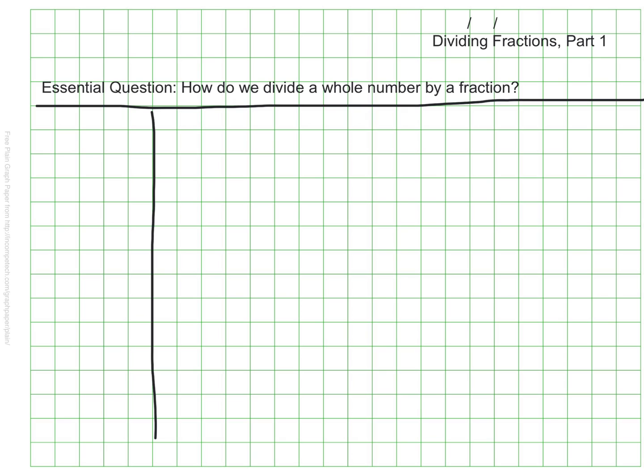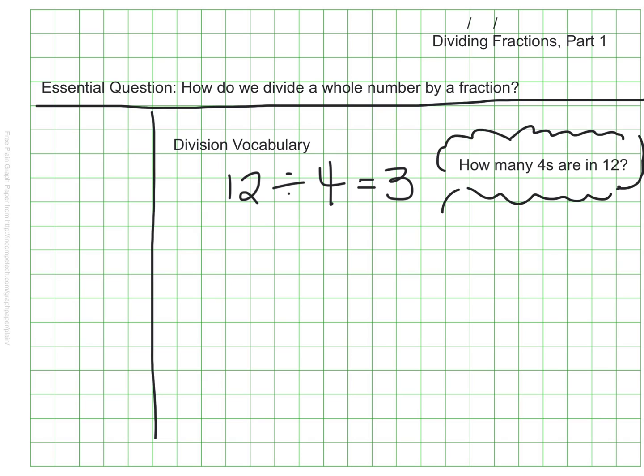Before we start talking about fractions specifically, let's be sure we have the vocabulary for division. When we divide, we have three parts of our equation that we are talking about. Let's take this example. Our number sentence 12 divided by 4 equals 3. We take the number 12, right, and we're cutting it into 4 parts. We're trying to see how many 4s are in 12.